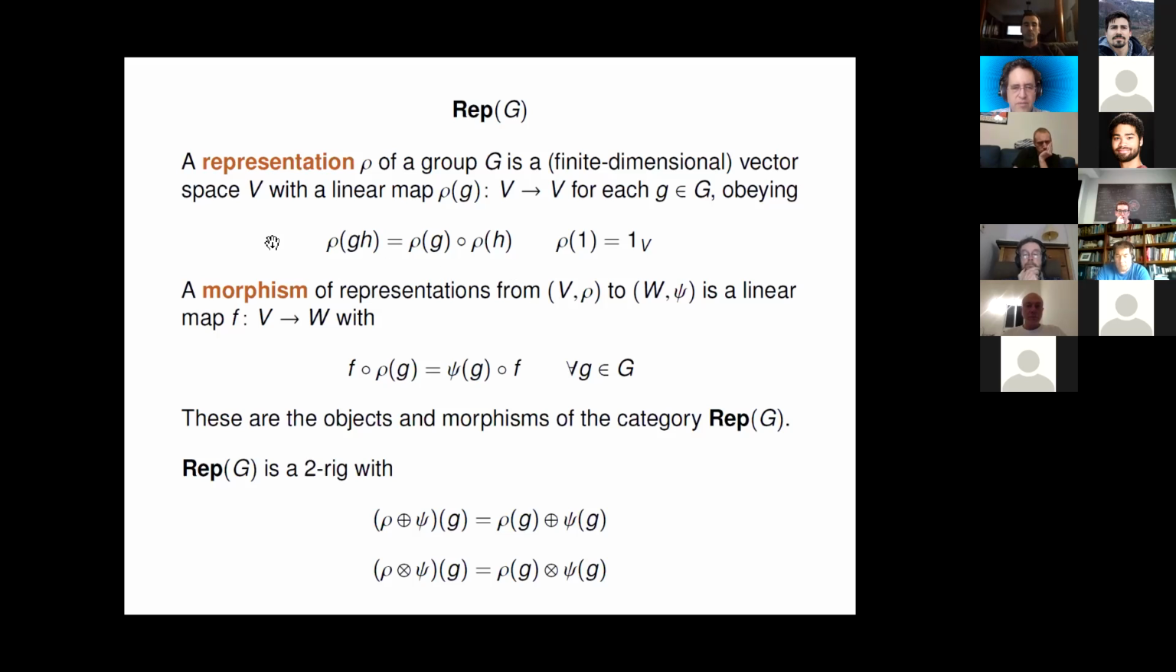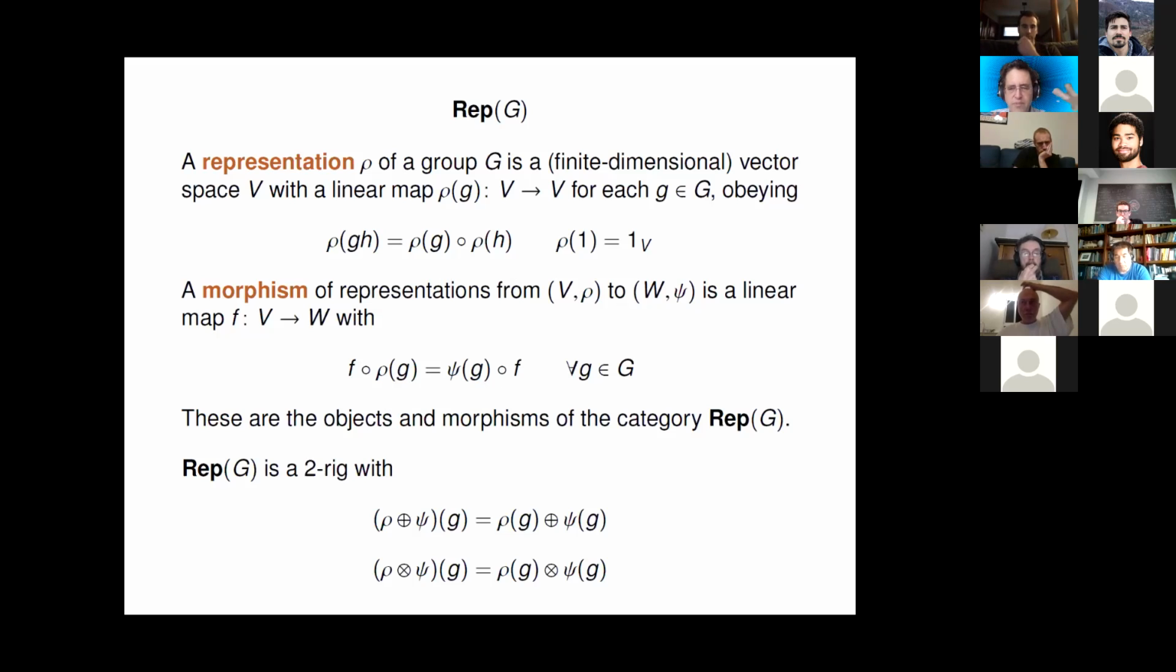And then you can talk about morphisms between representations. If I've got a representation on V and one on W, then a morphism between representations is a linear map from V to W that has this nice property: if you apply rho of g and then map over, it's the same as first mapping over and then applying psi of g.